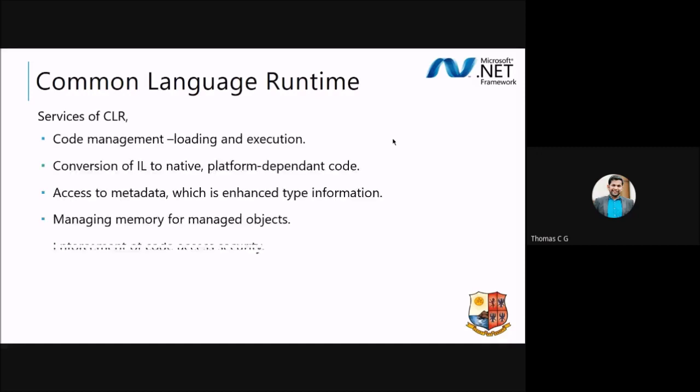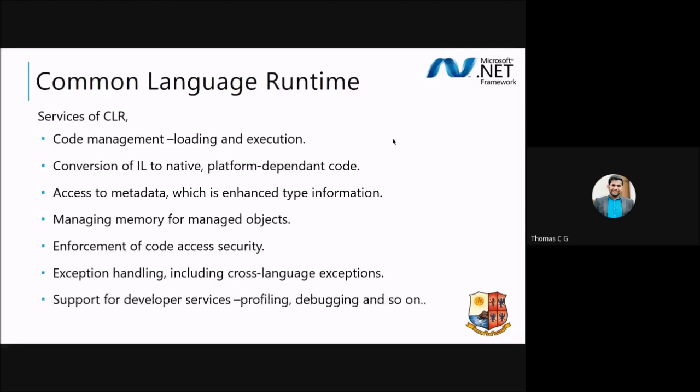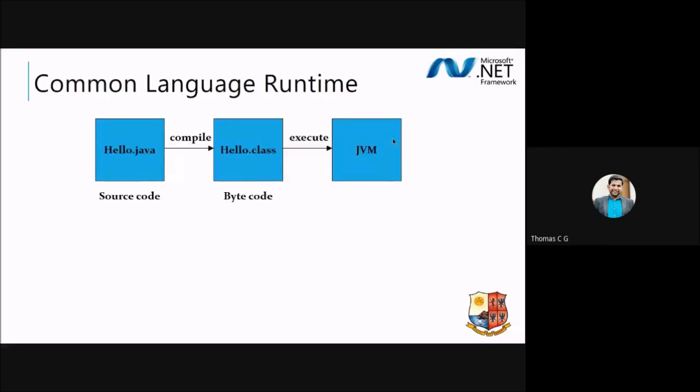And these are the services of CLR. These are all for theory purposes. First was code management. Second, it converts IL, the intermediate language, the middle language, to native platform dependent code. Please note I've used the word platform dependent. In .NET Core, it will be platform independent. Whichever platform you're executing on, it will convert just in time. It gives metadata and it has memory management, code access. All these things are theory part. And it has exception handling, including cross-language exceptions. All these things are services of the CLR. So I'll just skip this and let's come into how it works.